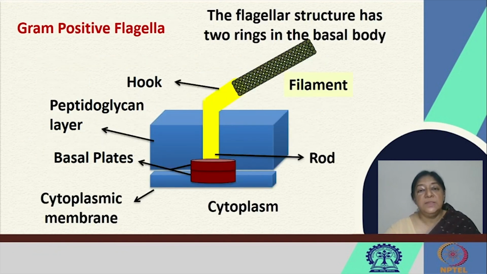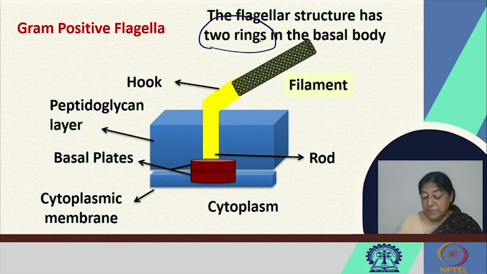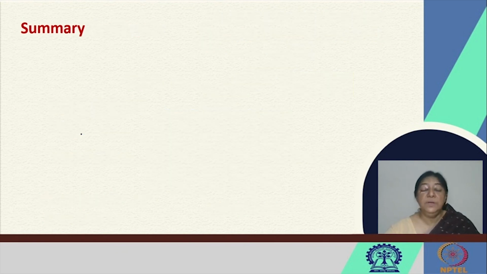The gram-positive flagella, on the other hand, has two rings in the basal body, where there is a specific peptidoglycan layer in the gram-positive bacteria, but the method of motion, or its mechanism of motion, is similar to that of the gram-negative ones.